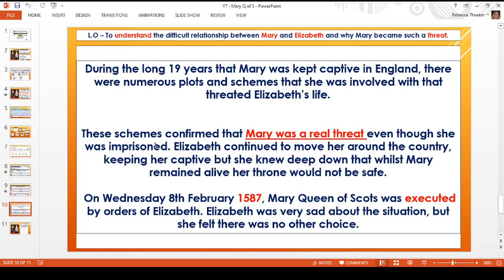So after one particular plot and scheme known as the Babington plot, Mary's guilt was confirmed. It was proved that Mary was trying to kill Elizabeth with the help of other people that weren't in prison. So on Wednesday the 8th of February 1587, Mary Queen of Scots was executed by orders of Elizabeth. Elizabeth was very sad about the situation, but she felt as though there was no other choice. She had to kill her own cousin in order to keep her throne safe.